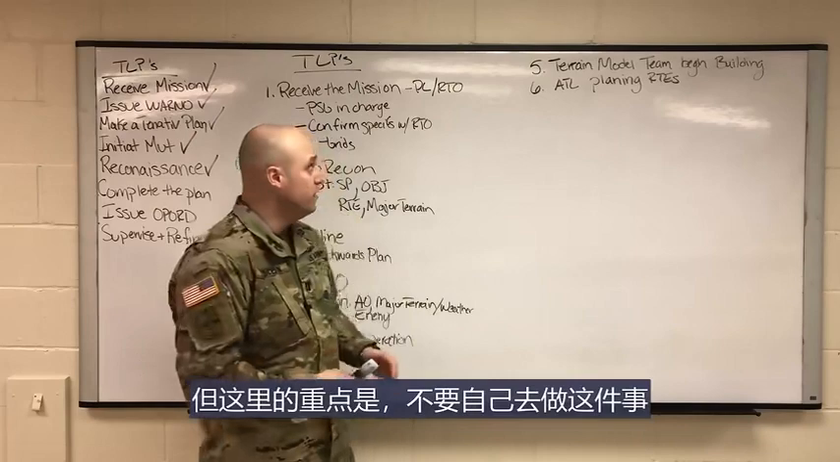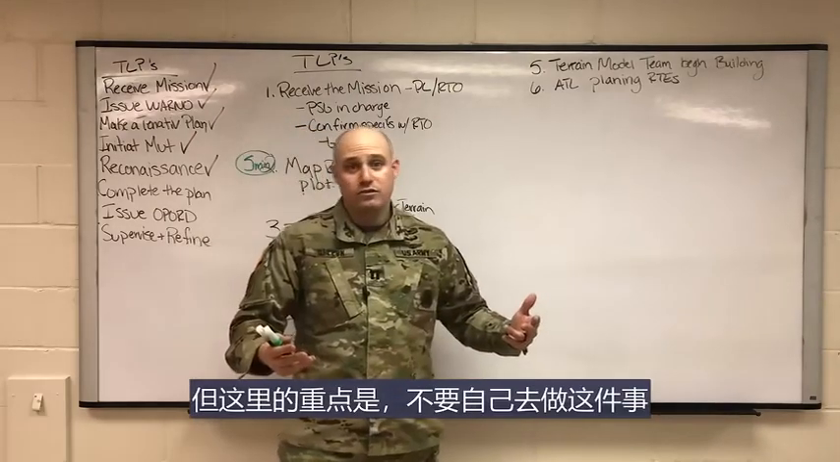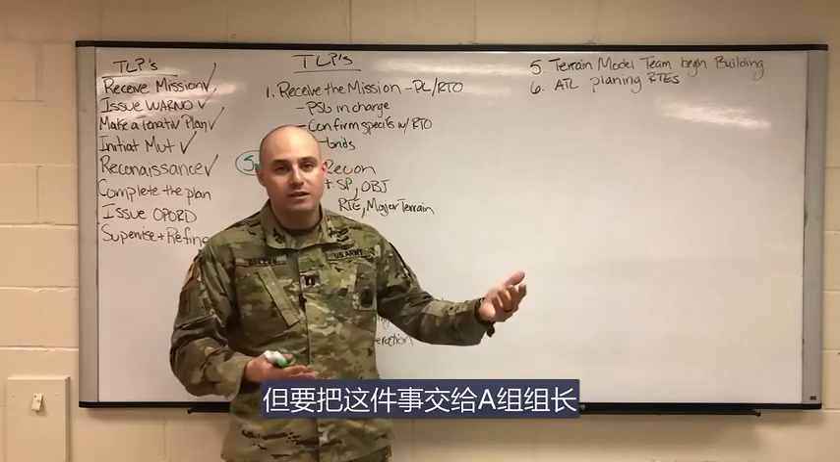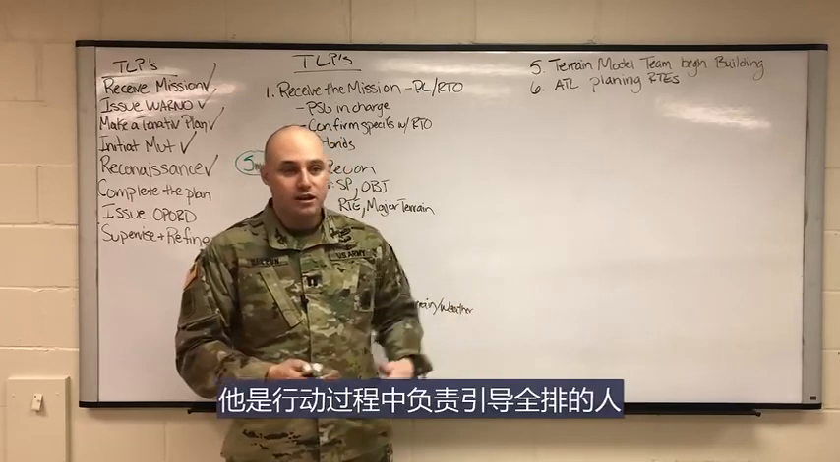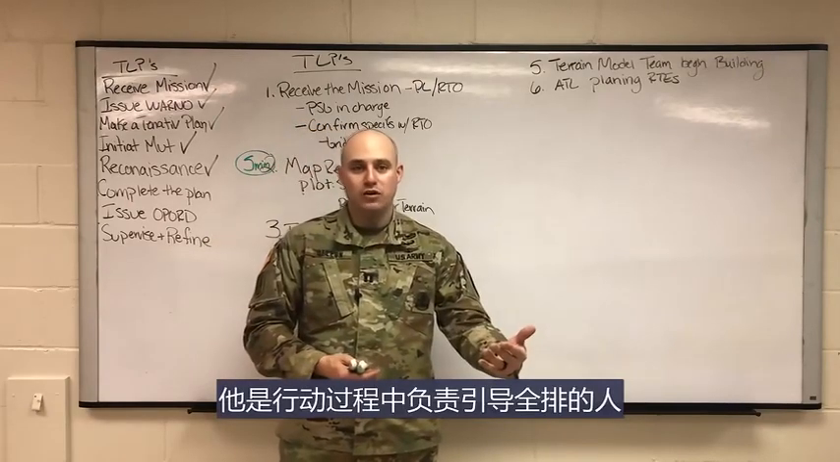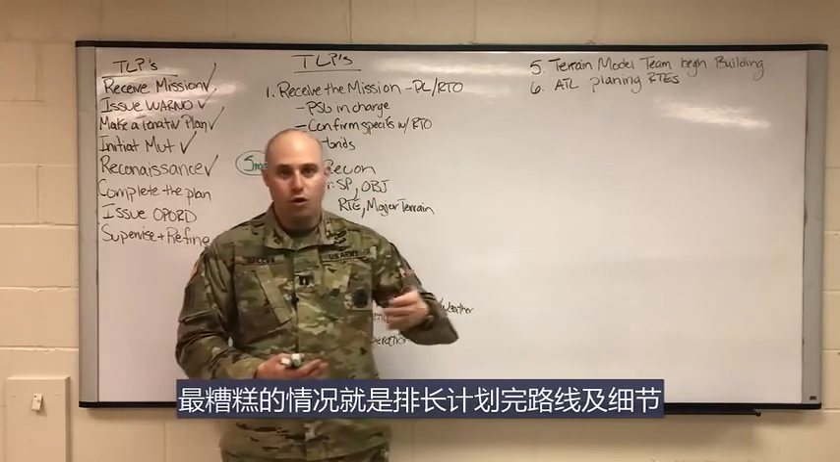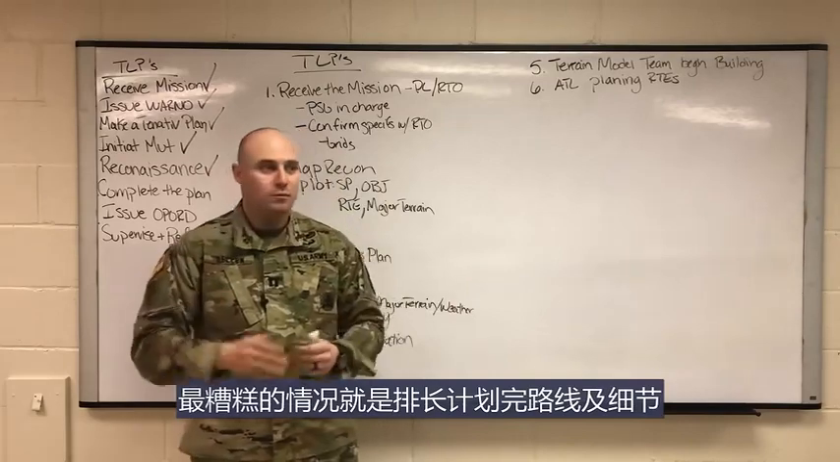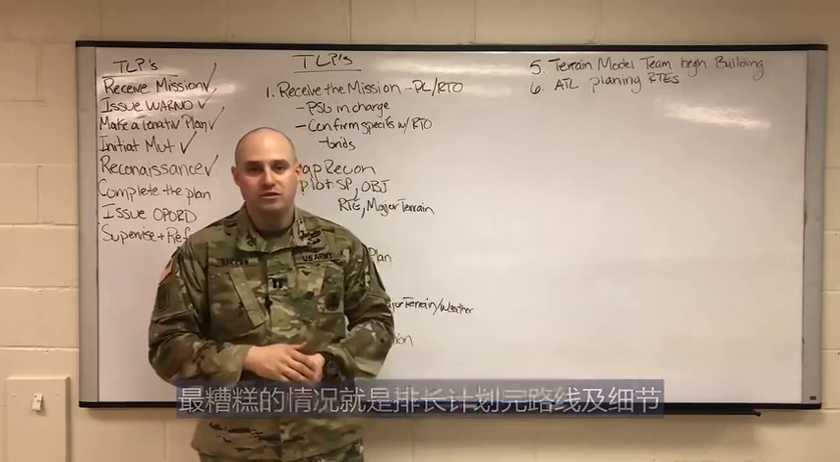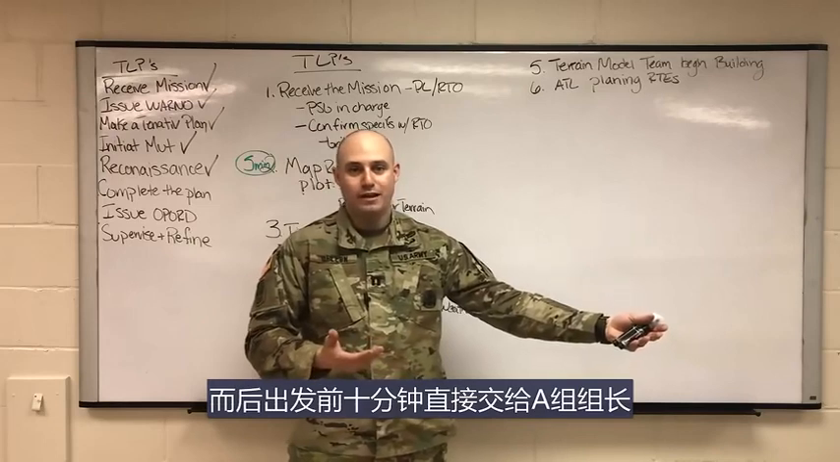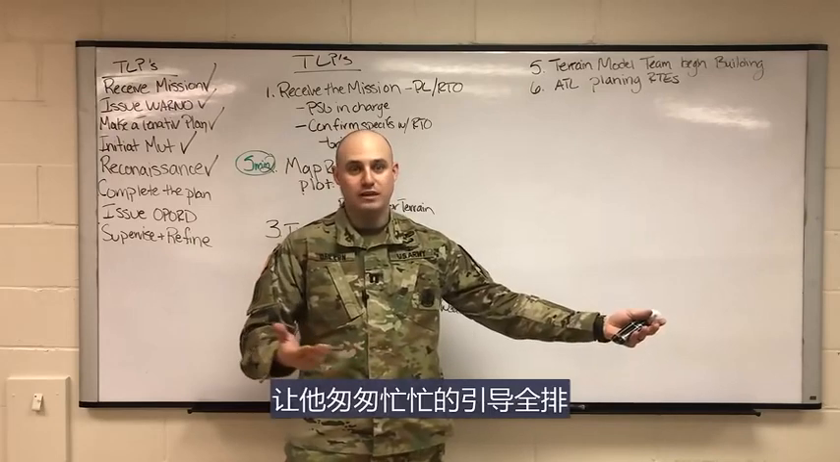But the point is, don't plan your own routes. Yeah, you can have some influence on which one you want as primary and alternate, but let the alpha team leader plan it. He's the one that's actually going to be leading your platoon. The worst thing you can do as the PL is plan the whole route yourself, all the legs, the azimuths and the pace counts, and then hand it to your point man 10 minutes before SP. Now he's got to try and figure it out and lead the platoon there.